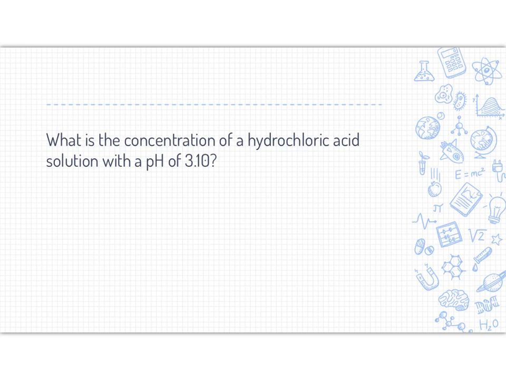What is the concentration of a hydrochloric acid solution with a pH of 3.10? Well, we can find the concentration of H3O plus from our pH. So 10 to the negative pH. So 10 to the negative 3.10 gives us a concentration of 7.9 times 10 to the negative 4 moles per liter. Again, there are 2 significant digits in our pH because there's 2 decimal places. So 2 significant digits in our concentration.